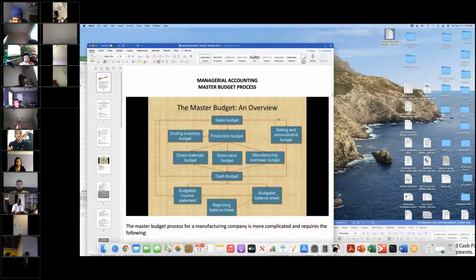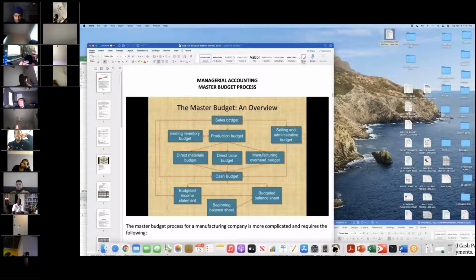So let's move to a manufacturing company, since you all are making a product. And let's look at the master budget process for a manufacturing company. It's going to be a little more involved. You've got a sales budget, a production budget, and an ending inventory budget. You've got a selling and administrative expense budget. You've got direct materials, direct labor, and manufacturing overhead, and all of those things lead you eventually to the cash budget that we just prepared, but it's a little more complicated, and also a budgeted income statement and a budgeted balance sheet.